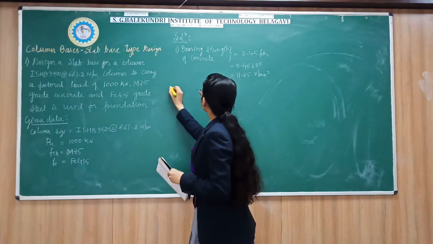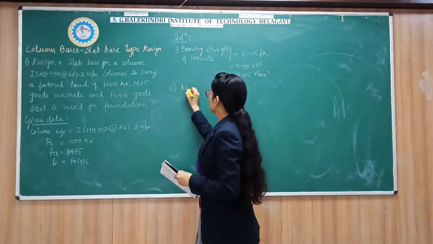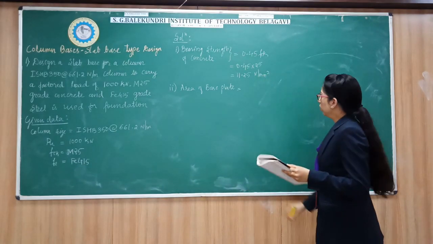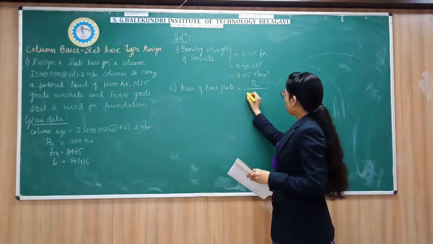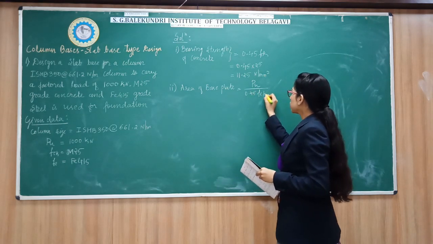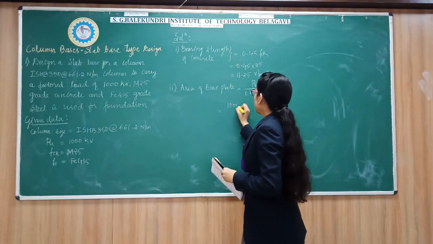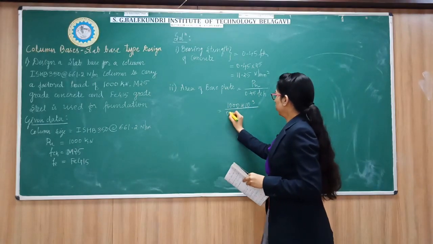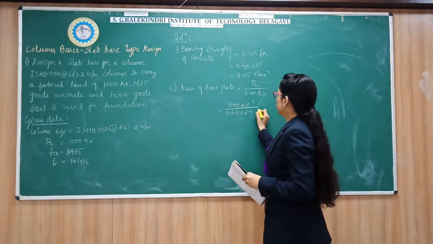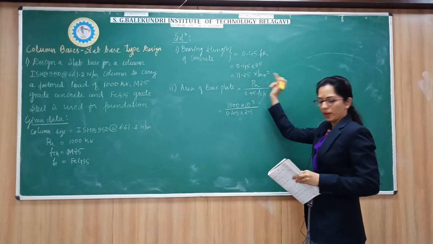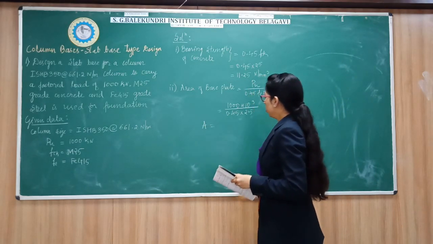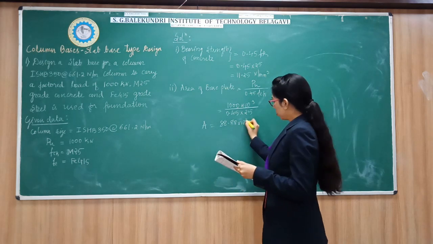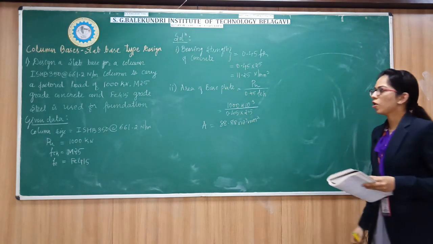Next step, area of base plate. How will you calculate the area of base plate? P of U divided by 0.45 times F of CK. P of U is 1000 kilonewton and 0.45 F of CK is 25, or directly you can substitute the value as 11.25. After calculating, you will get the value as 88.88 into 10 raised to 3 mm square, which is the area of the base plate.